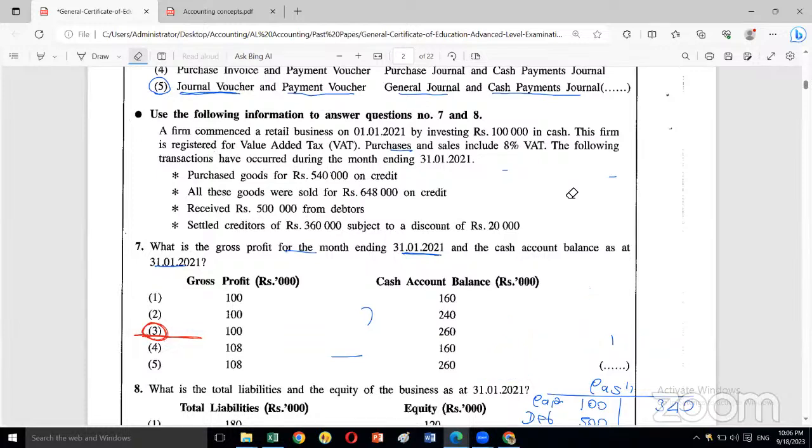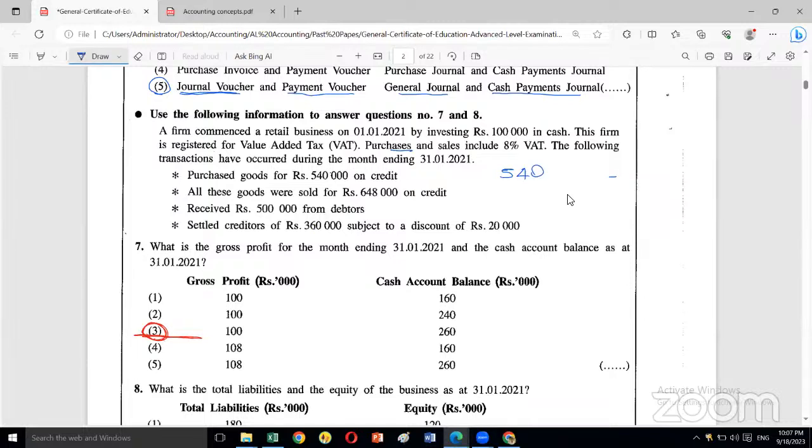Now I'm going to explain question number 8. In that they ask you to calculate the total liability. How to calculate total liability? See, is there any credit purchase? Yes, we have a credit purchase of how much? 540,000. Do I have to pay this one? Yes, I have to pay this 540, which is a liability.